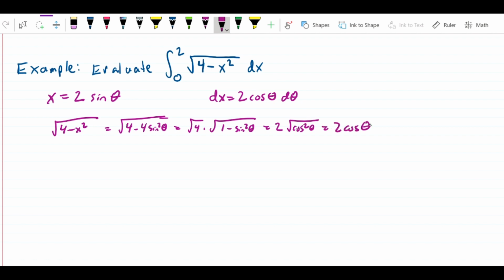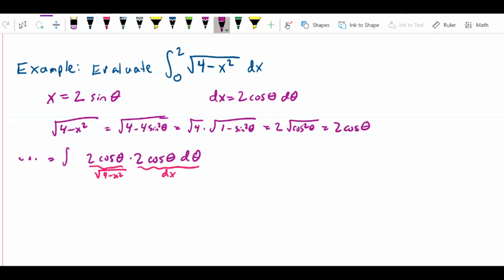So we now have everything that we need to do the substitution. We can simply write that the original integral, I'll just put 3 dots here for that, is equal to the integral of 2 cosine theta times 2 cosine theta d theta. So just to be clear, this is the square root of 4 minus x squared, and this is dx, so everything in the original integral is accounted for.